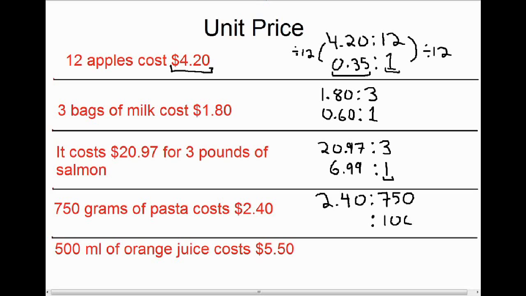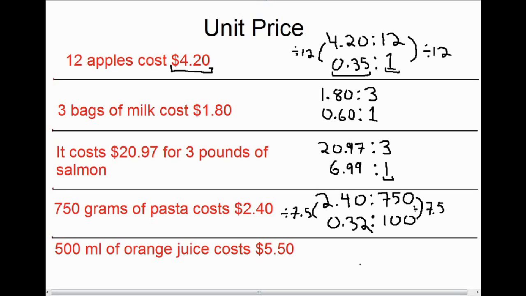So this is where the math gets a little bit more tricky. Unlike with the previous examples where we were just reducing to 1, here we have to think about, well, how do we change 750 to 100? We have to divide it or multiply it. We're going to divide it. And again, if you use your calculator, you should be able to figure out that you're dividing it by 7.5. So that's what you have to do to 2.40 as well, is divide it by 7.5.